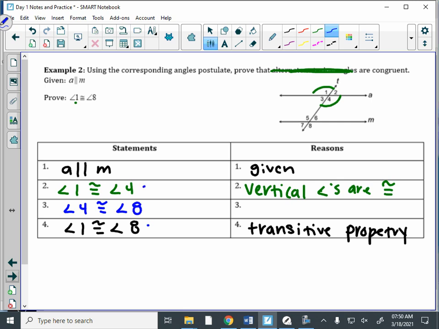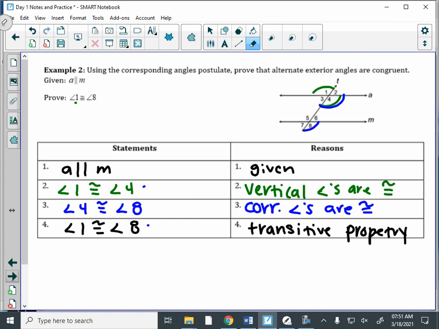Look at your diagram. Why are angle 4 and angle 8 congruent? What type of angles are they? Think angle 4 and 8. 4 and 8 are alternate exterior. Of course. We're trying to prove that alternate exterior angles are congruent. I should remember. I thought it was saying something else. I did not read the directions. And there we go. Same pattern every single time. Not too bad. Okay.